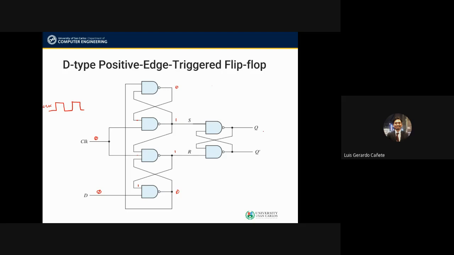And so, yeah, that's it. But now, what happens when clock transitions from 0 towards 1? Okay? So from 0 to 1.